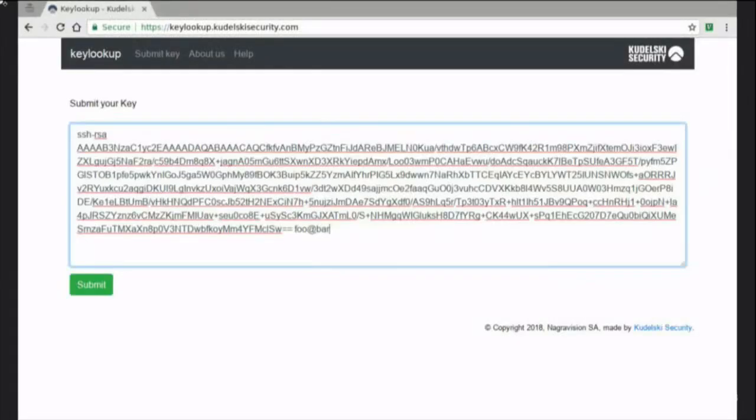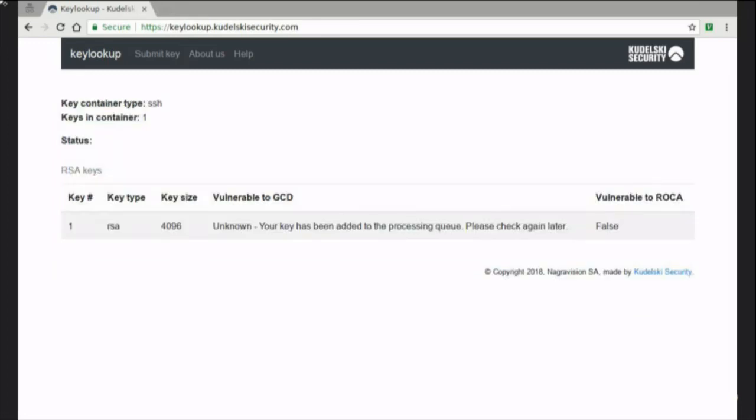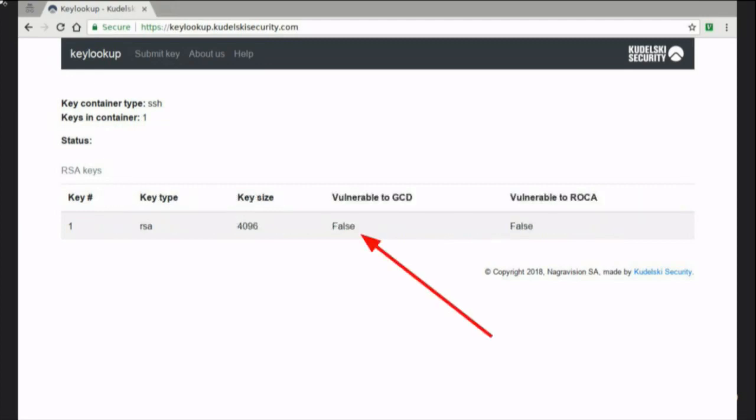So basically it looks like this. You just have a form where you can copy-paste an SSH key, a cert, or a PGP key. You hit submit. And what you may see is that either the key is already in our database, so we can give you an answer immediately, or we will add it to the processing queue, and you can just recheck later, and it will tell you whether it is vulnerable or not within about an hour.